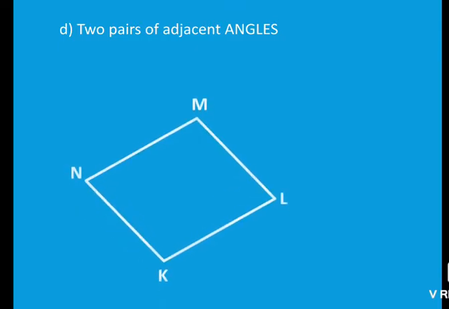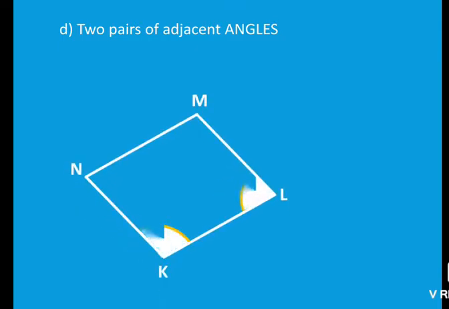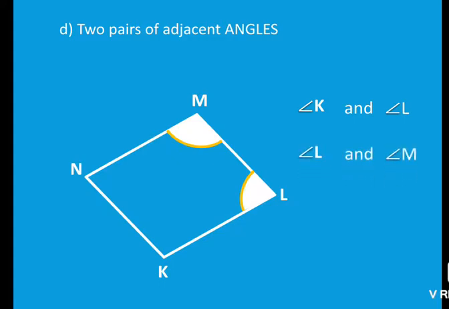Next, two pairs of adjacent angles. First we take line segment KL, then angle K and angle L are adjacent. Next, if we take line segment LM, then angle L and angle M are adjacent angles. Adjacent means nearest angles, not opposite. Okay, angle L and angle M are adjacent angles. These are about quadrilaterals.